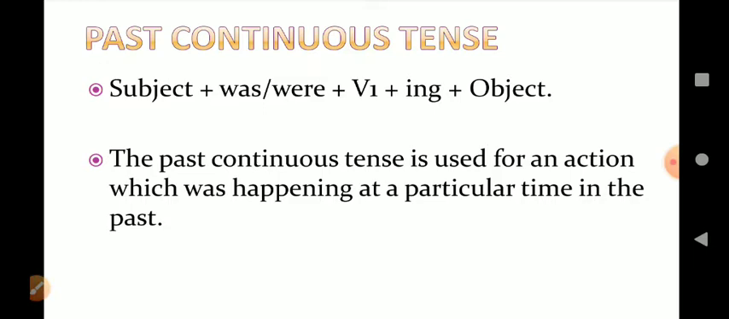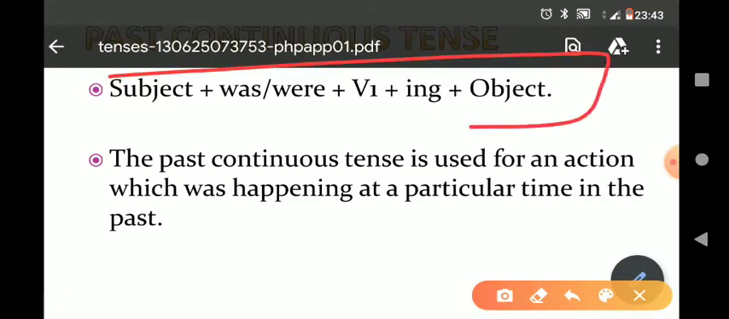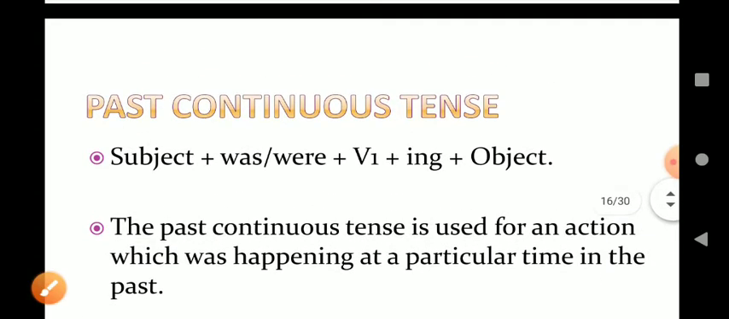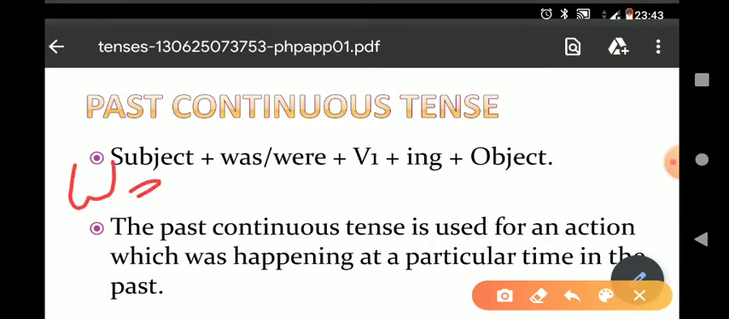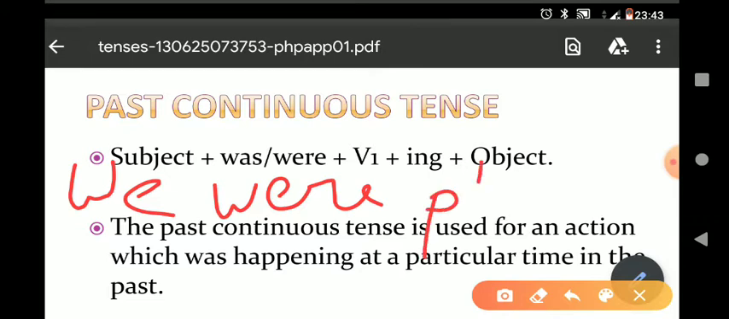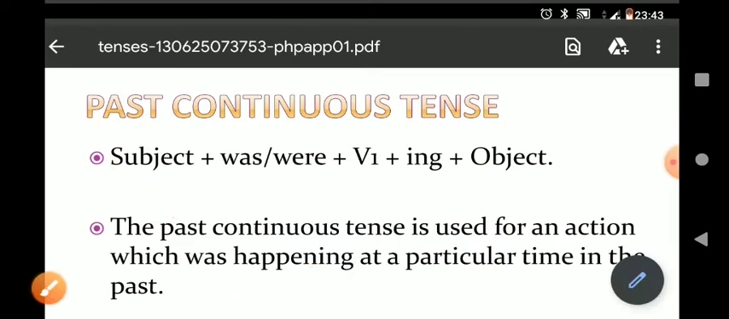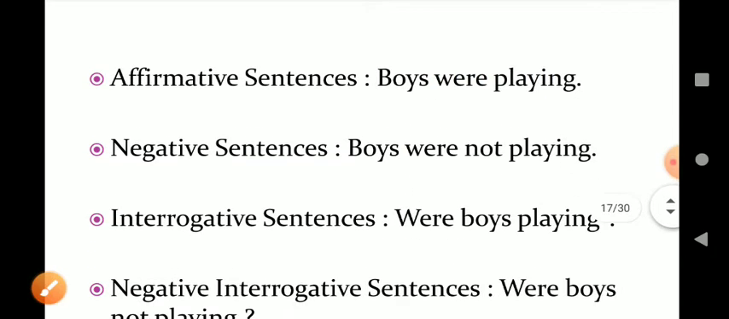The rule is subject plus was or were plus verb plus v4 plus object. I can give you an example: the subject is we, with we use were. We were playing cricket. So this shows that the action was continuing in the past. Examples are here in 4 different kinds of sentences.